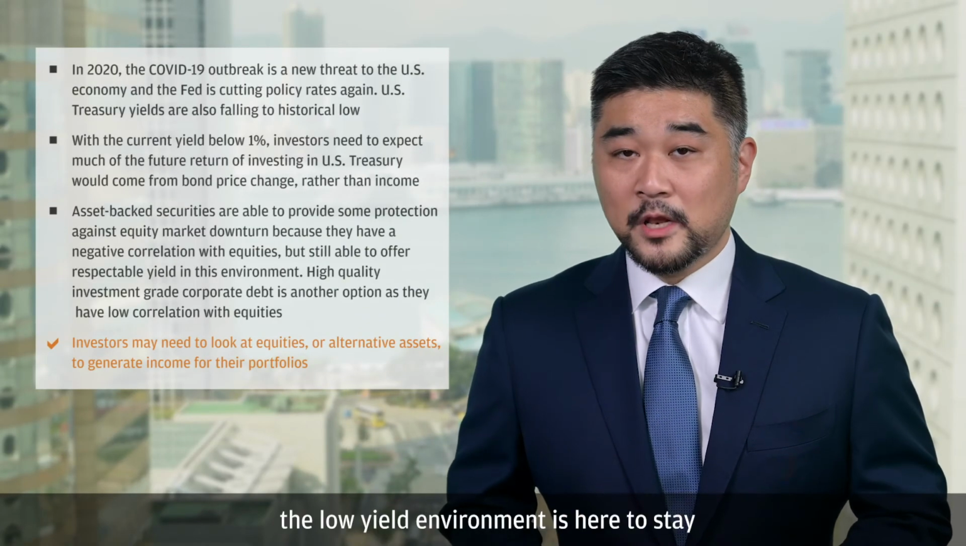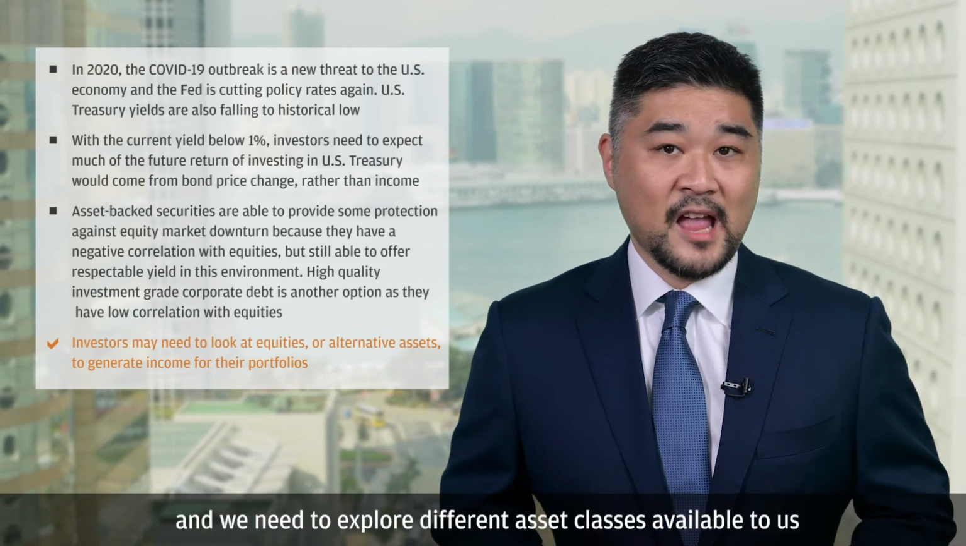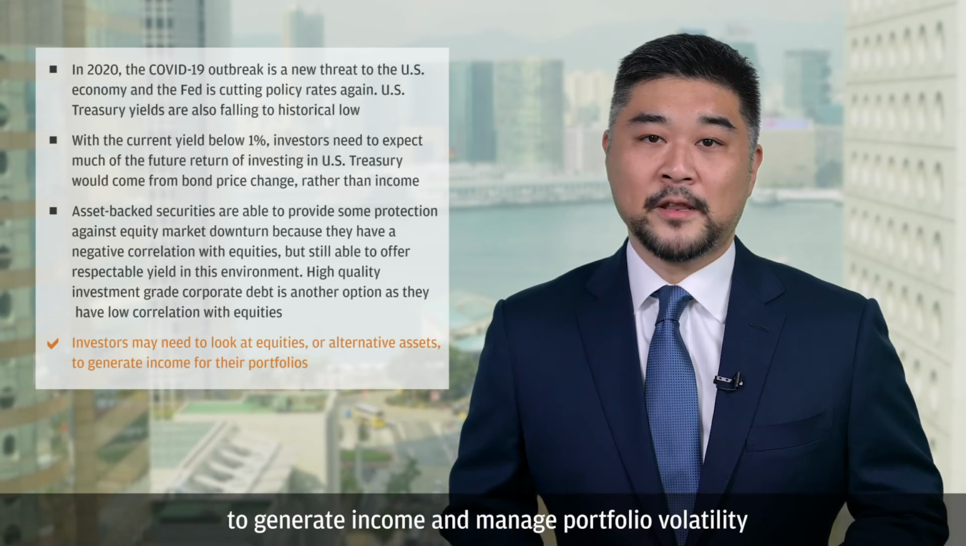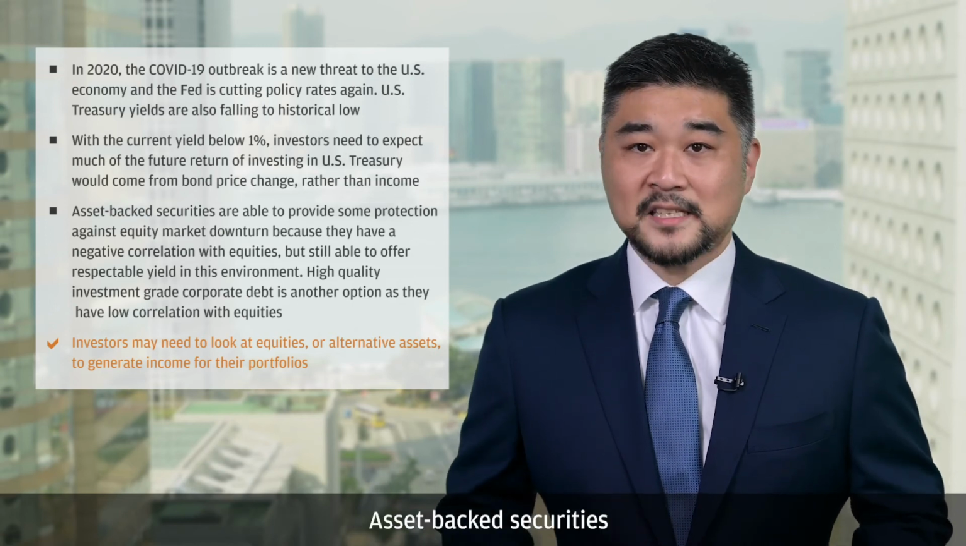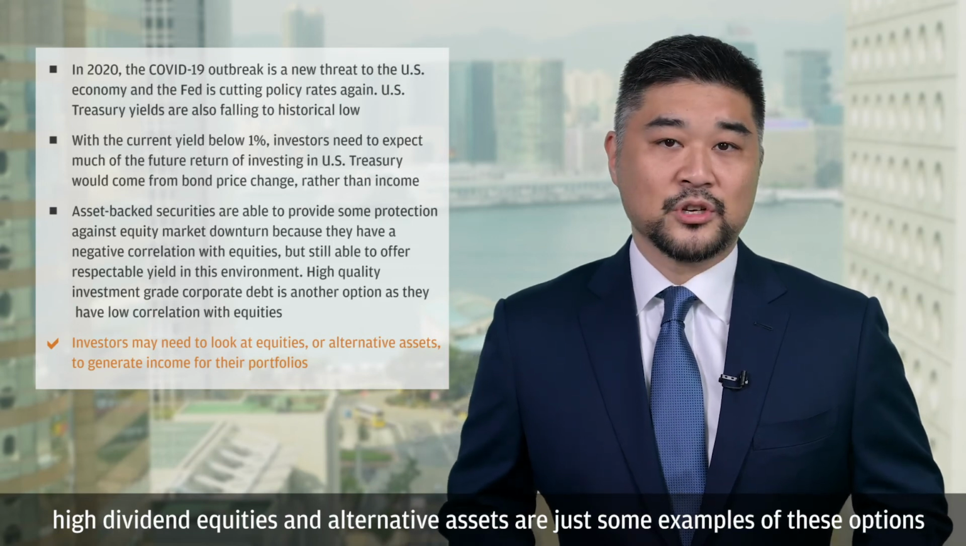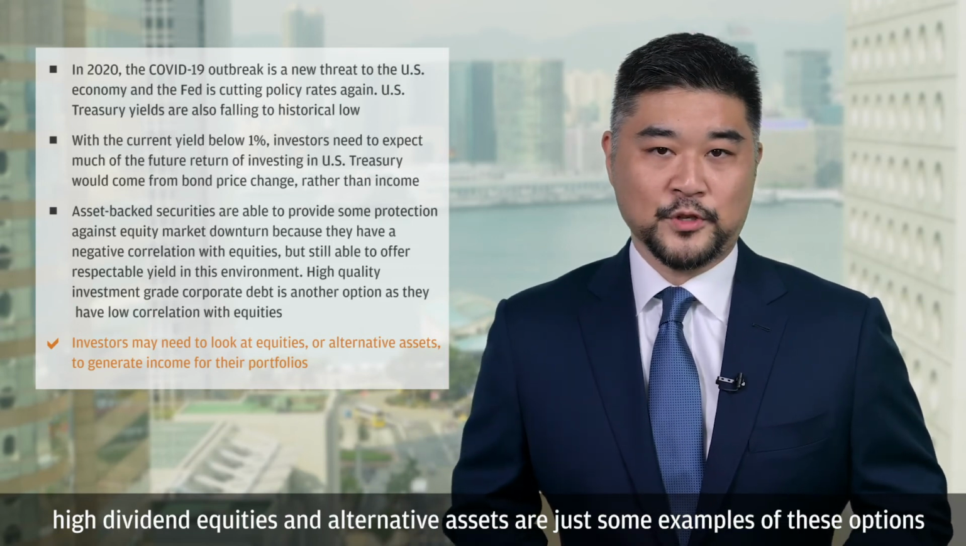To summarize, the low-yield environment is here to stay, and we need to explore different asset classes available to us to generate income and manage portfolio volatility. Asset-backed securities, high-dividend equities, and alternative assets are just some examples of these options.